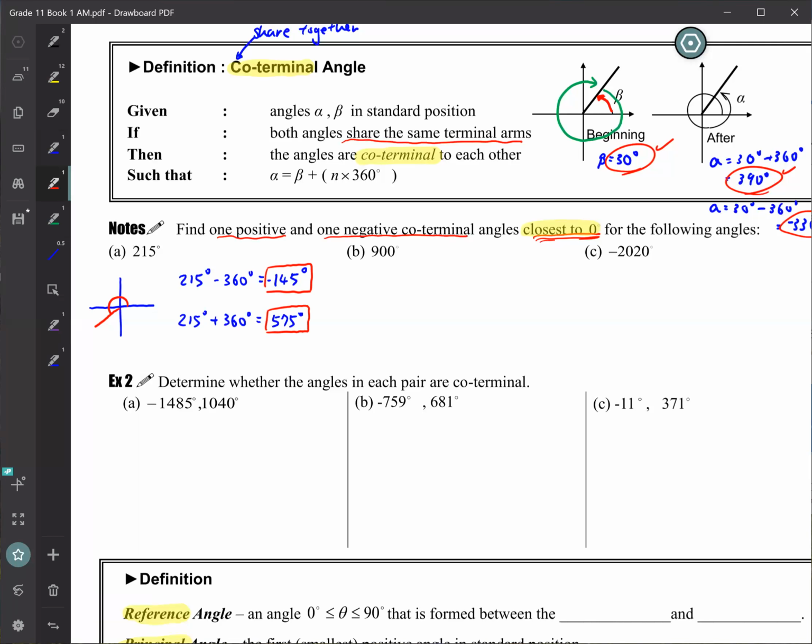Not including the 215, because 215 is the question. So this is what you need to do. Any questions? Find one angle that's negative, one angle that's positive, using either adding 360 or subtracting 360. Sometimes you need to turn more than once to get close to 0 degrees.